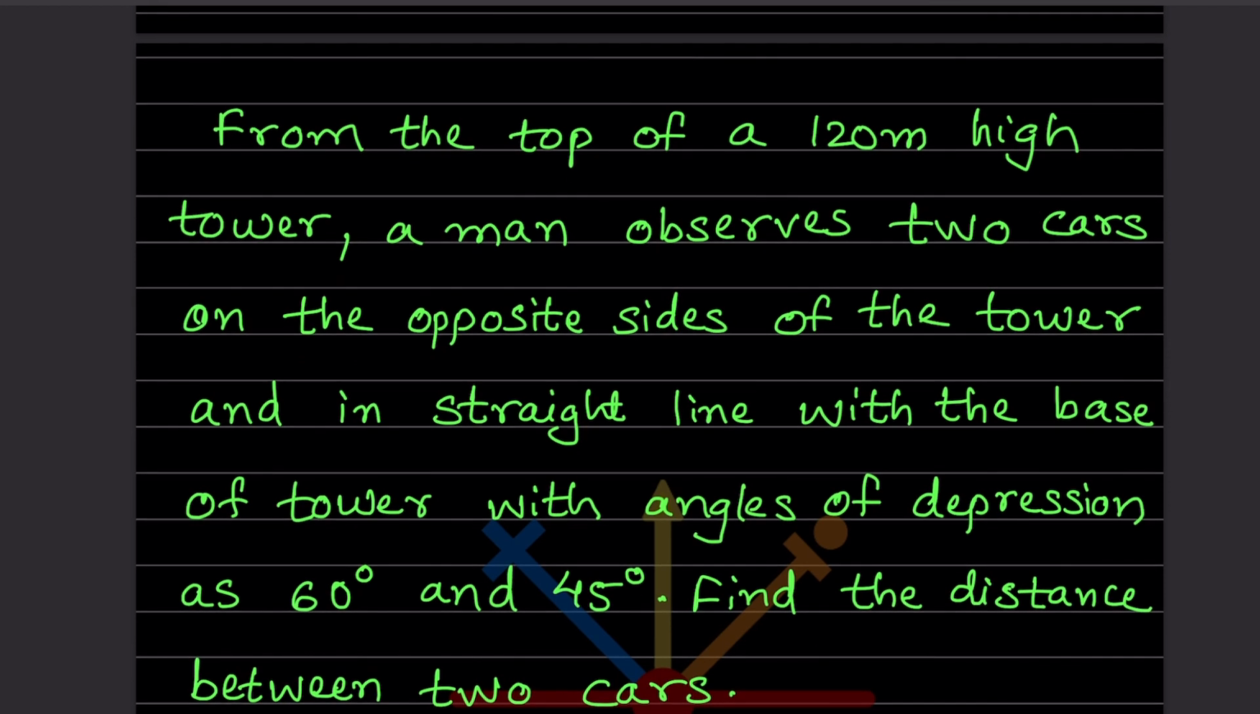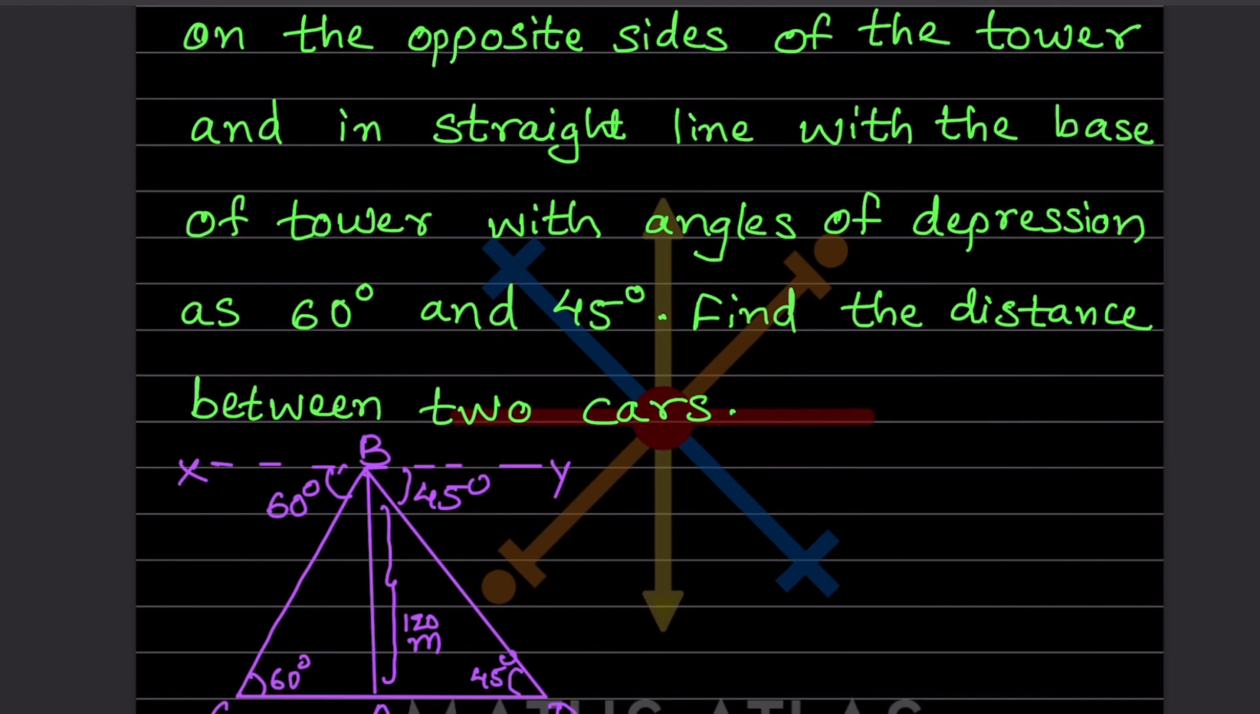So now let us see the first question over here. From the top of a 120-meter high tower, a man observes two cars on the opposite sides of the tower and in a straight line with the base of the tower, with angles of depression of 60 and 45 degrees, and we have to find the distance between the two cars.